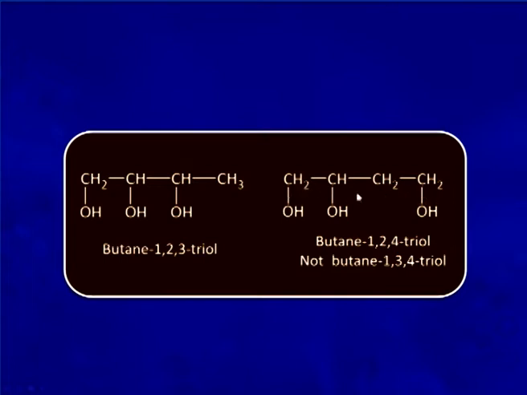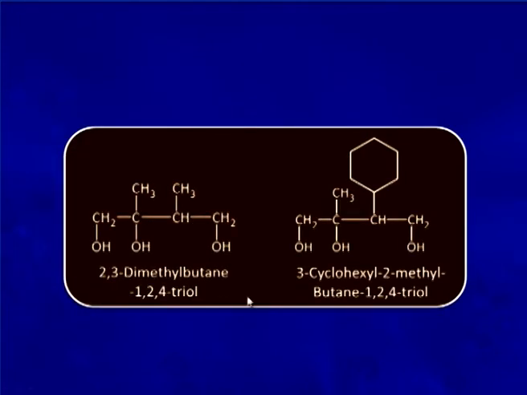So, the right name for the molecule is butane 1,2,4 triol and not butane 1,3,4 triol, because the minimum number is assigned to the substitutions. Here in this example also, we have 3 hydroxy groups present on a 4 carbon chain, but at position 2 and 3 we have 2 methyl substitutions. So, the name given to the molecule is 2,3-dimethyl butane 1,2,4 triol.